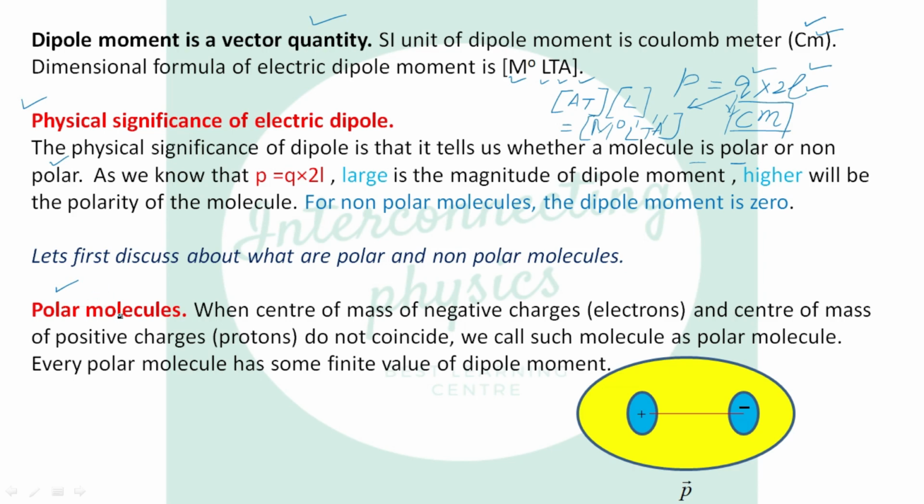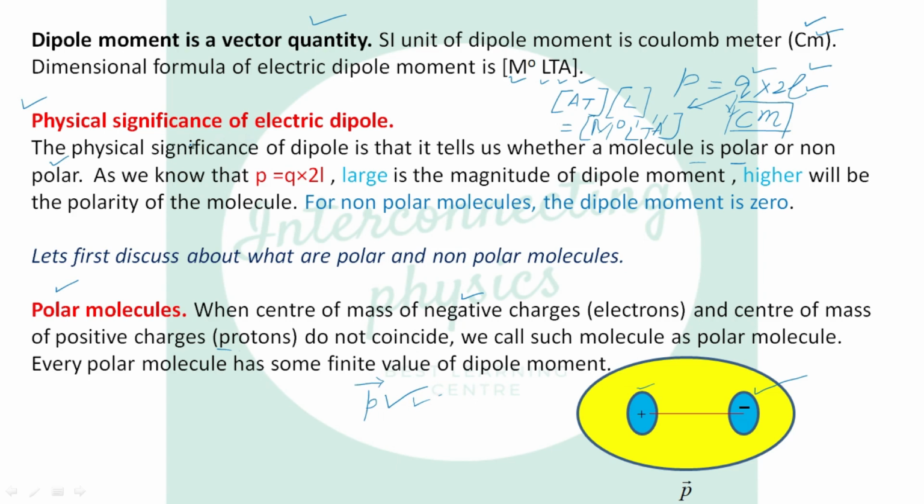So what is a polar molecule? When the center of mass of negative charge, meaning electrons, and the center of mass of positive charge, meaning protons, do not coincide, there is some distance between the center of positive charge and negative charge. Such a molecule is called a polar molecule. You see positive and negative charge separated by some distance, so it means there exists some value of dipole moment. Every polar molecule has some finite value of dipole moment.